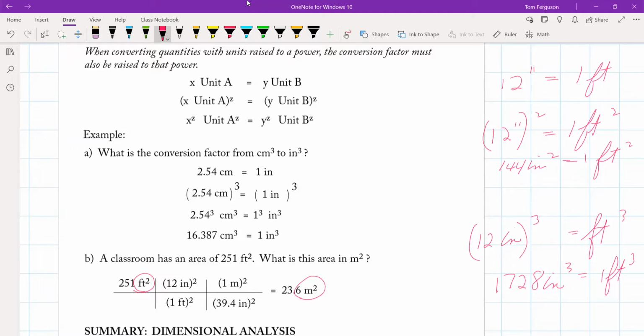So whenever we talk about conversions that involve something other than linear or one-dimensional, we have to take into account whether we're talking about area, which is a squared function, or volume, which is a cubic function. And all we're doing is taking and squaring or cubing the conversion factors.